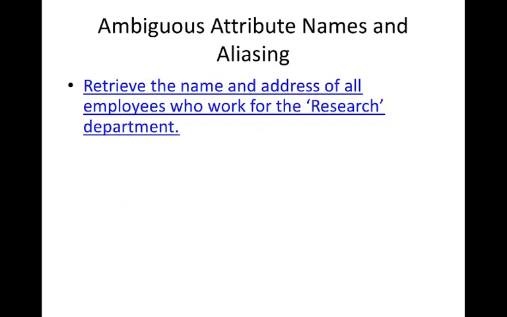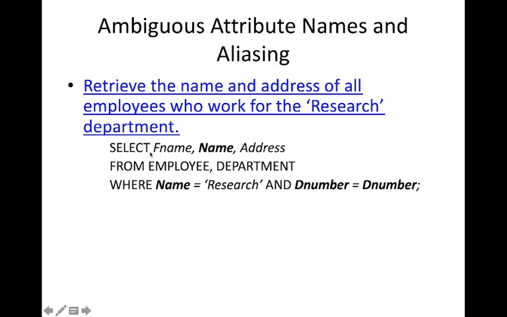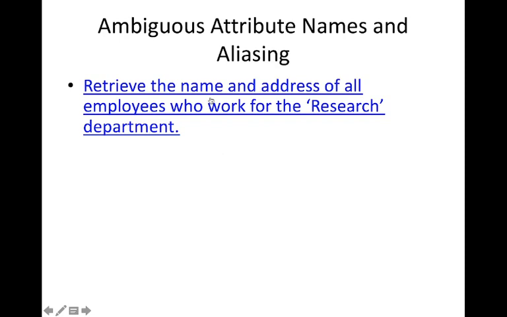Then next is ambiguous attribute names and aliasing. There may be possibilities of ambiguous attribute names. For example, retrieve the name and address of all employees who work for the research department. We have already seen this query. We have already written this query. Select first name, name. Okay, we will see that example first.